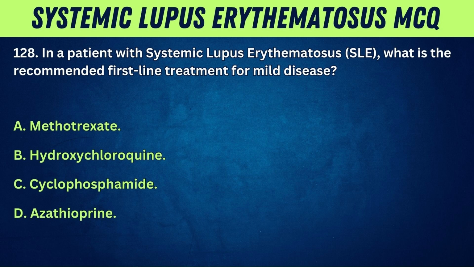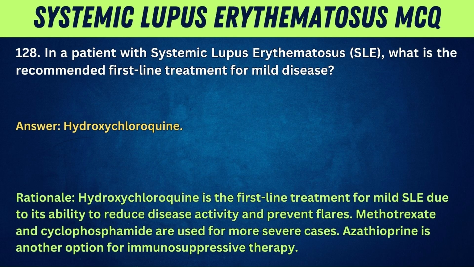A. Methotrexate. B. Hydroxychloroquine. C. Cyclophosphamide. D. Azathioprine. Answer: hydroxychloroquine. Rationale: hydroxychloroquine is the first-line treatment for mild SLE due to its ability to reduce disease activity and prevent flares. Methotrexate and cyclophosphamide are used for more severe cases. Azathioprine is another option for immunosuppressive therapy.